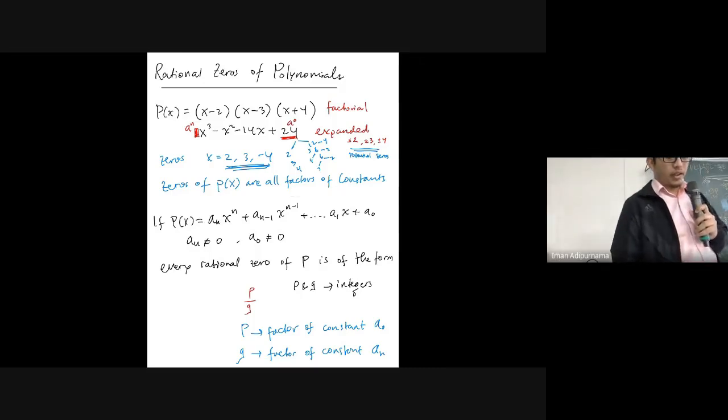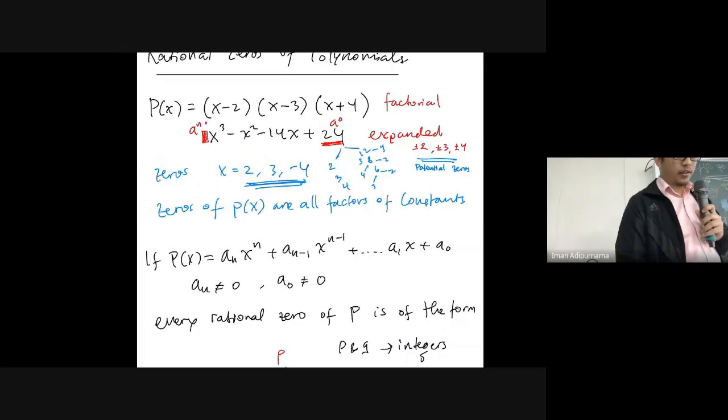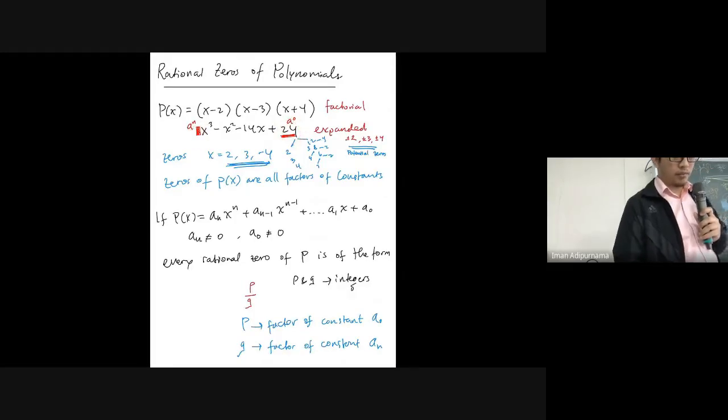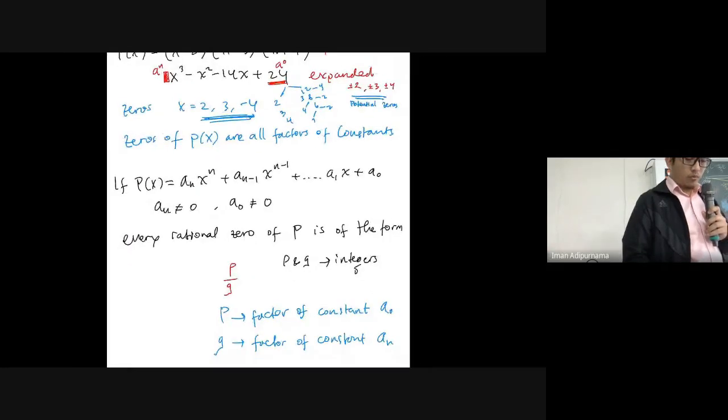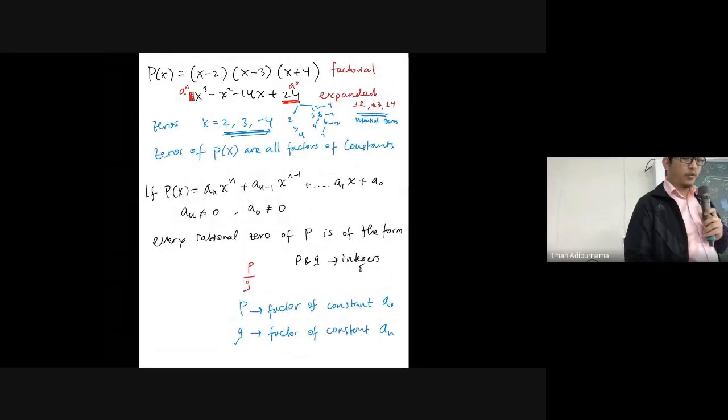And all zeros of the polynomial function are factors of a constant. When you expand the form, what you need to look at is the first term, the first constant here, and the last term. The first constant here is 1, and the last term is 24. Why is it important? When you have a polynomial where your first term is not 0 and the last term is also not 0, you will have this ratio.